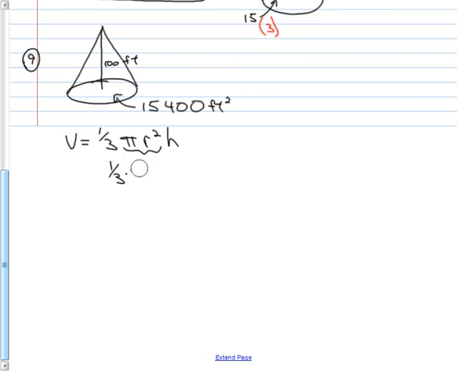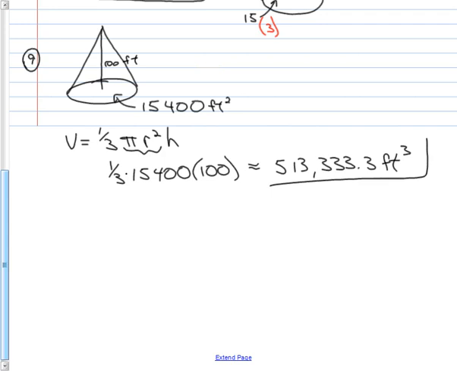So in place of pi r squared, we simply put 15,400. And the height is 100. So how much air do they have to heat and cool in that thing? A little more specifically, 513,333.3. There you go. That's how much air they're going to have to heat and cool in their building.